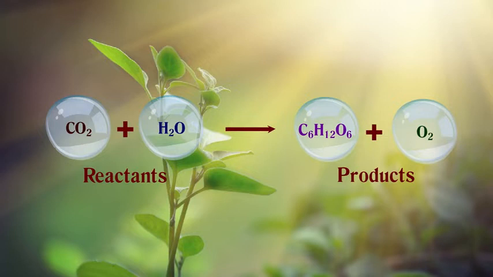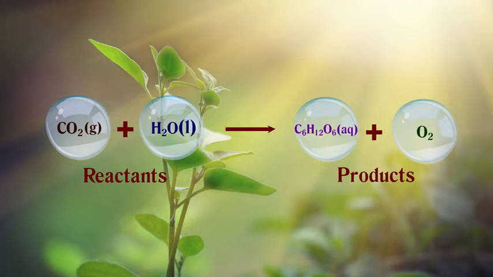Now in a chemical reaction, it is very important to denote the physical state of reactants as well as products. So in this case, carbon dioxide is in gaseous state, water is in liquid state, glucose is obtained as solution, and oxygen is released as gas. Now these physical states are enclosed within a bracket. So this is how we write a chemical reaction. Now the necessary conditions, for example in case of photosynthesis, is presence of sunlight. These types of conditions are denoted above the sign of arrow.